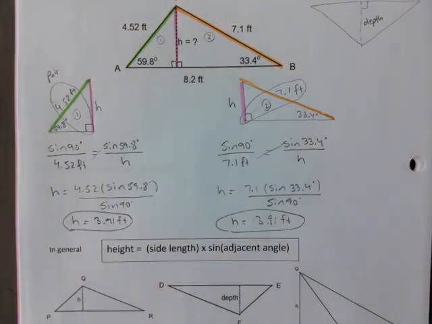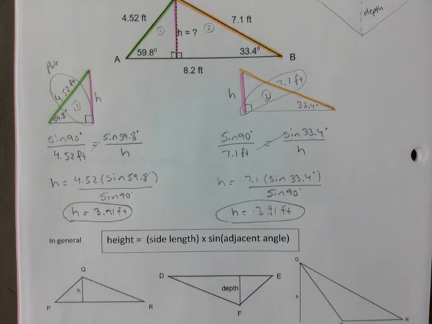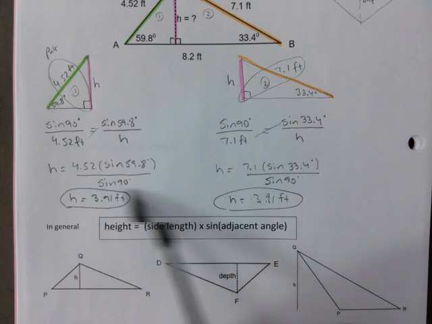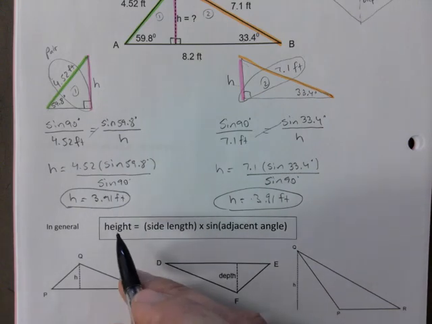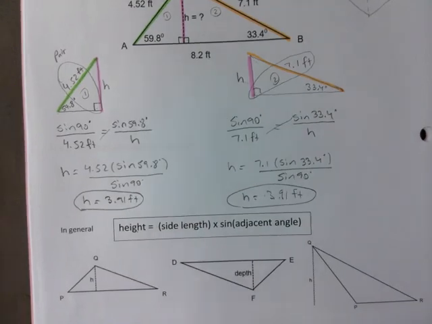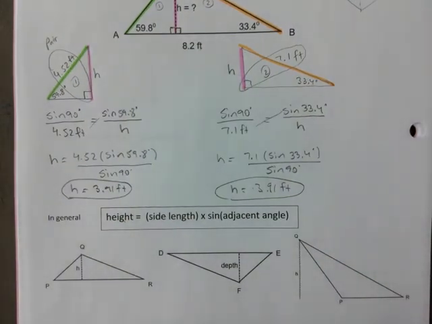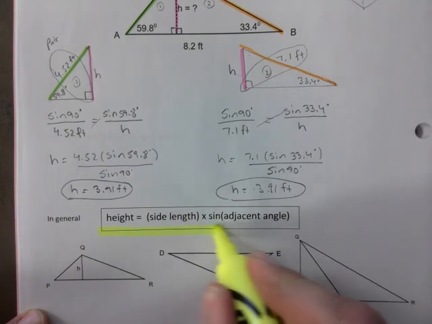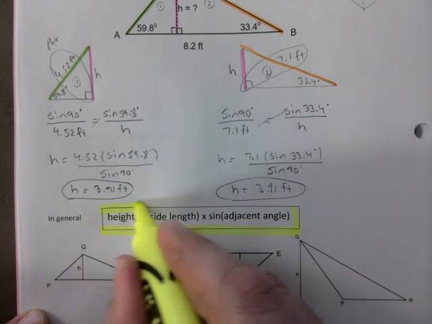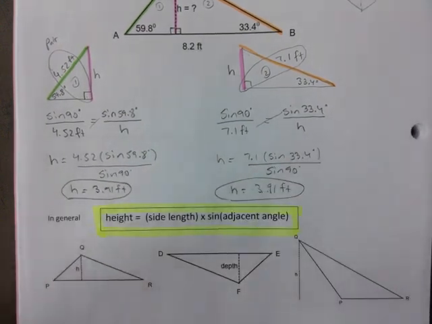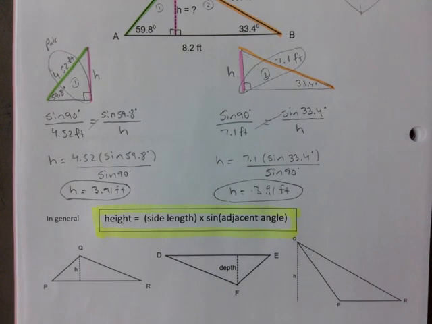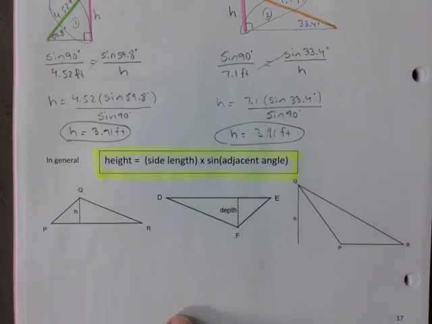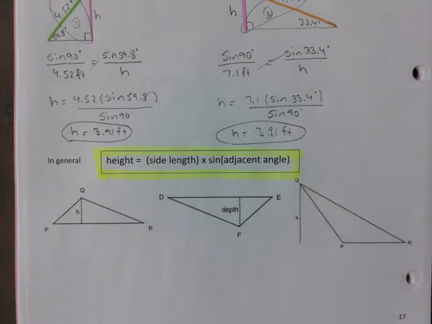Okay. Now I want to give you a shortcut to avoid having to do all of this work. And here it is. To find the height, all you have to do is side length times sine of adjacent angle. I will give you some scenarios right underneath this, as you can tell. That's important. That's a shortcut to finding the height.